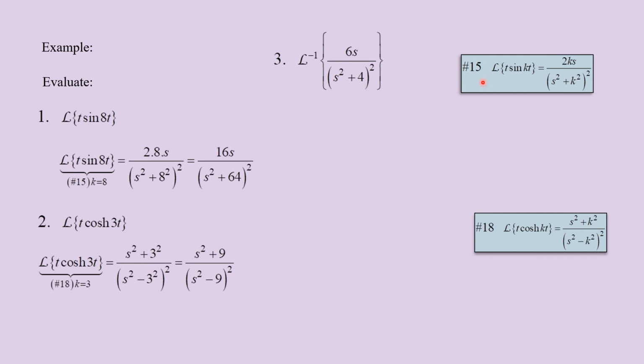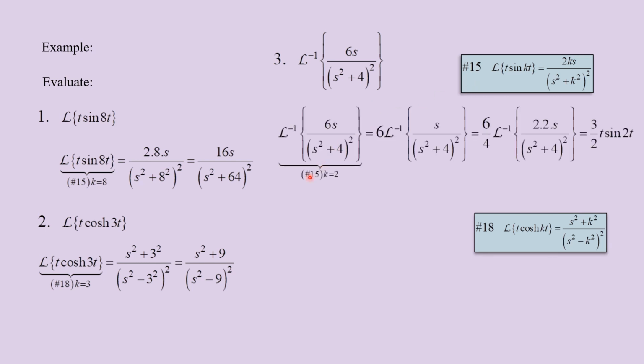In formula number 15, the numerator must contain the number 2 times k times s. So for this problem, if k is equal to 2, the numerator must contain 2 times 2 times s. But it does not happen here. The function at the numerator is not 2 times 2 times s. And therefore we have to manipulate this function in order to be able to use formula number 15.